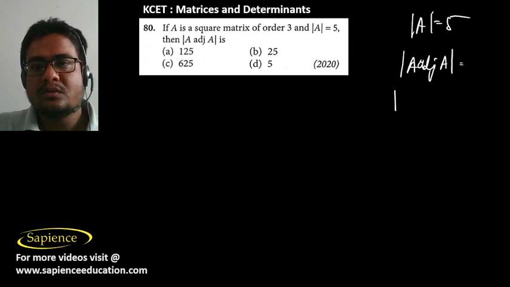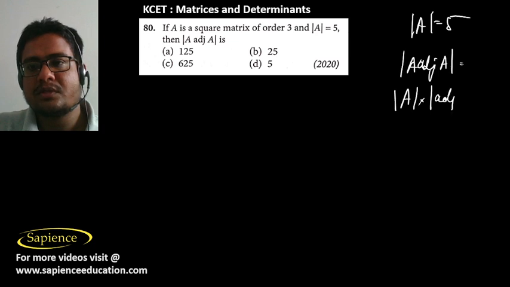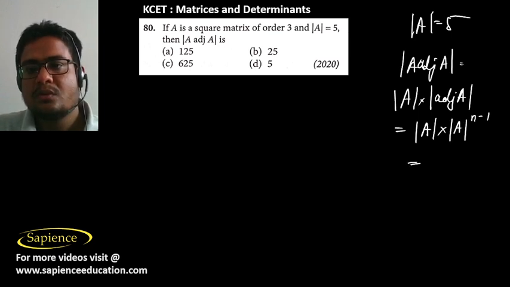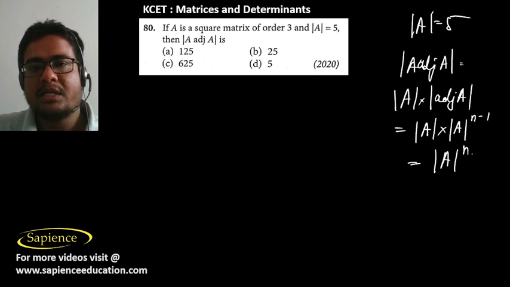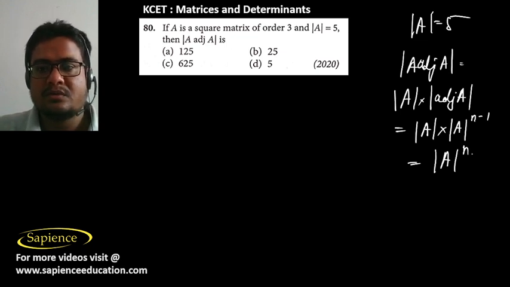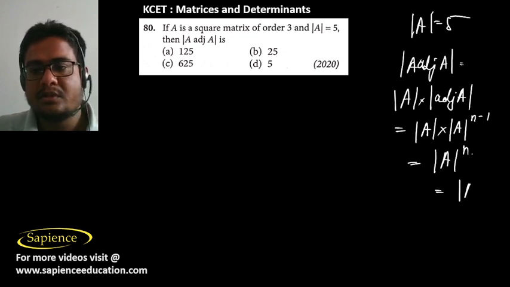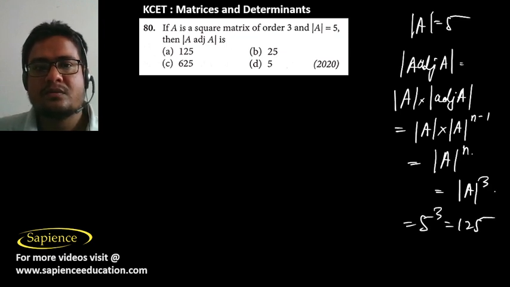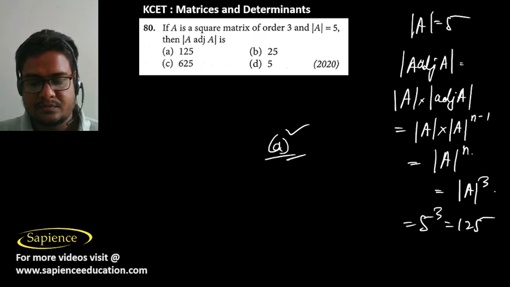So that is equal to the determinant of A into the determinant of adjoint of A. That is equal to the determinant of A and determinant of A whole power n minus 1. That is equal to determinant of A whole power n, where n is the order of the matrix A. So it is simply the determinant of A to the power 3, that is 5 power 3, which is 125. Option A is the correct answer.